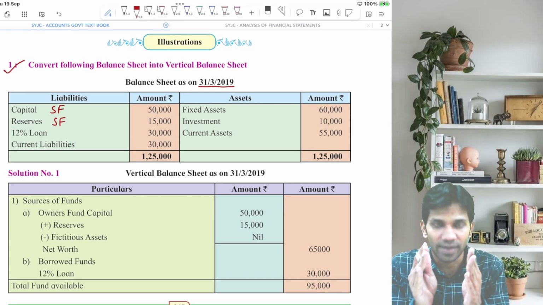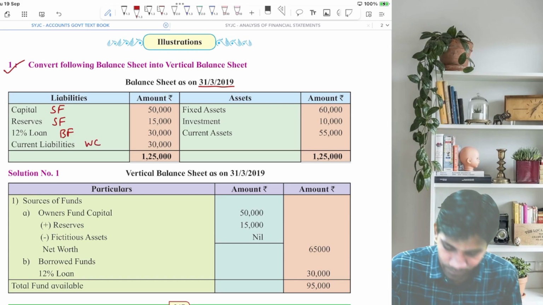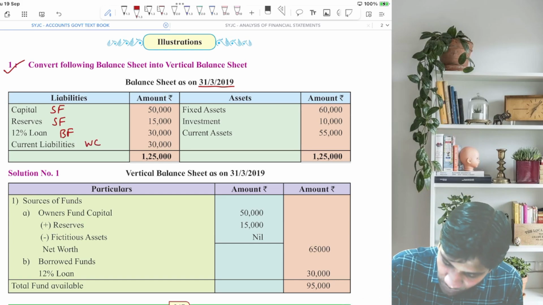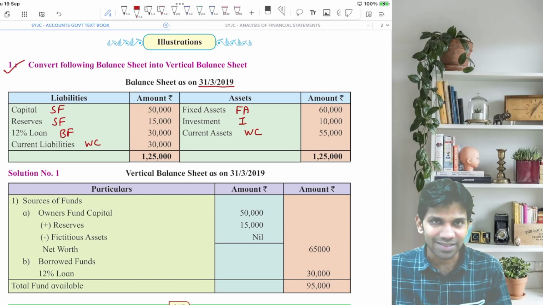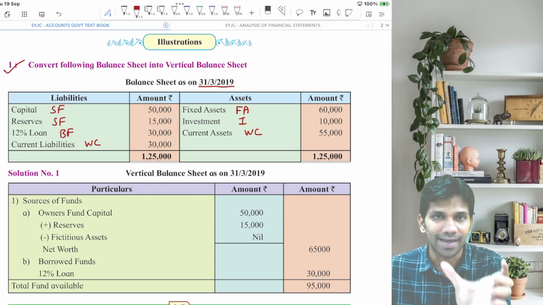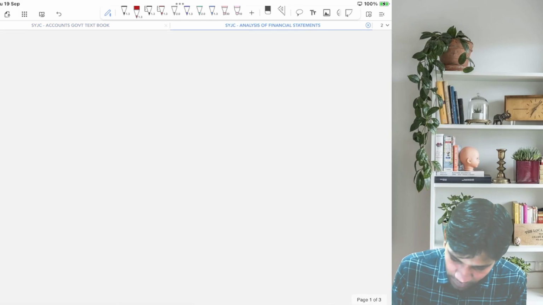We need to classify. 12% loan, borrowed funds. Current liabilities will be current liabilities, or you can say working capital. Working capital. Fixed assets. Investments, current assets, working capital. Let's try to arrange this horizontal balance sheet into vertical balance sheet. Let's prepare the format.